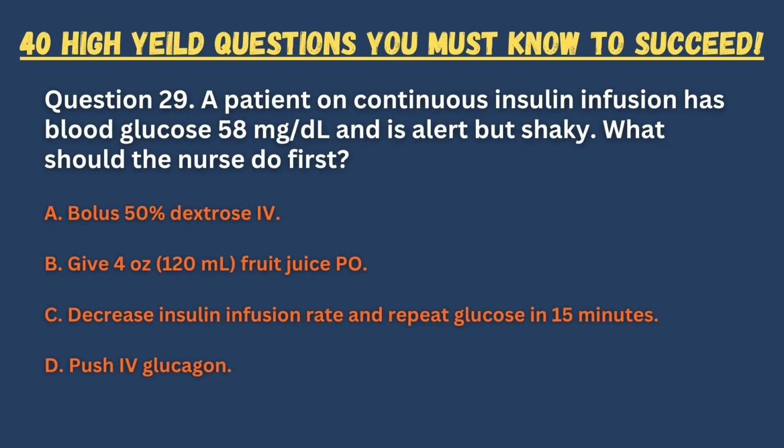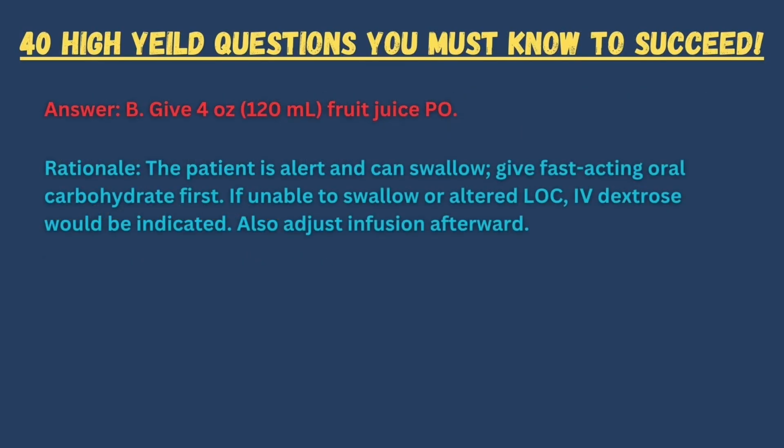Question 29. A patient on continuous insulin infusion has blood glucose 58 milligrams per deciliter and is alert but shaky. What should the nurse do first? A. Bolus 50% dextrose IV. B. Give 4 ounces, 120 milliliters, fruit juice PO. C. Decrease insulin infusion rate and repeat glucose in 15 minutes. D. Push IV glucagon. Answer. B. Give 4 ounces, 120 milliliters, fruit juice PO.